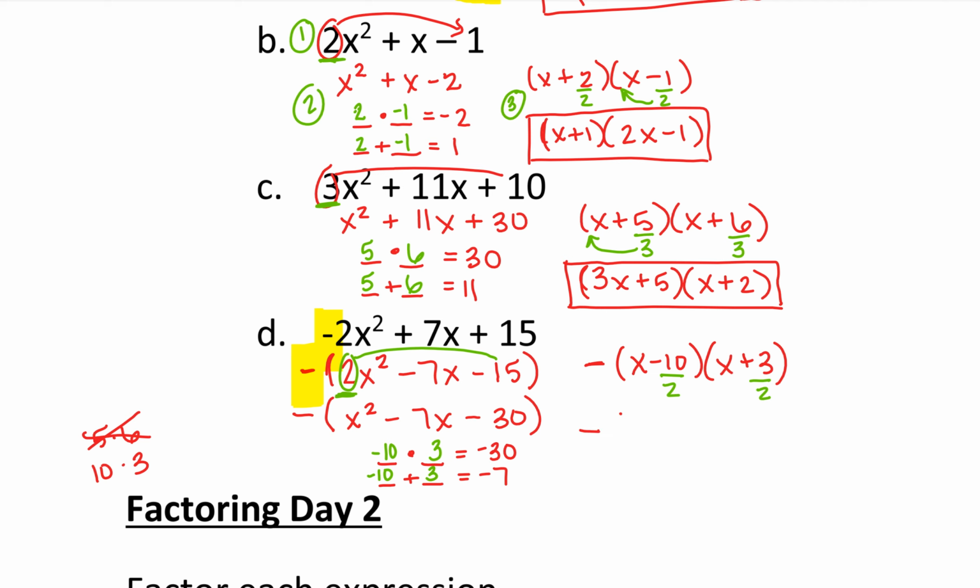So I get a negative. Can I divide 10 and 2? Yes, it's x minus 5. Can I divide 2 and 3 or 3 and 2? Absolutely not. So I know I'm going to bring him to the front so that I get 2x plus 3. This is my final factor.